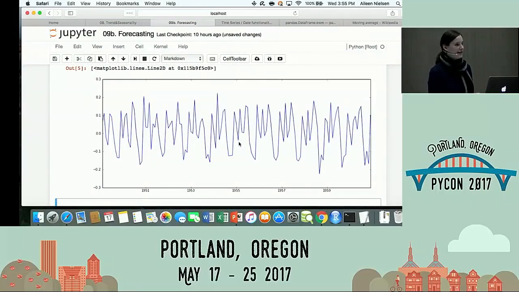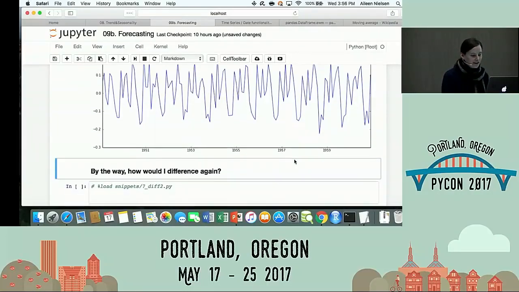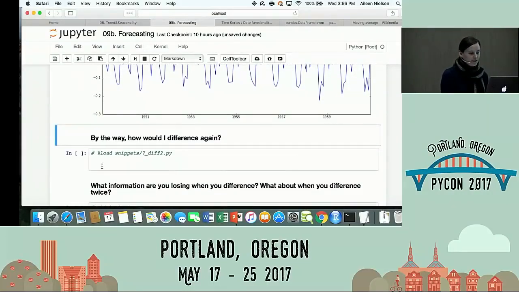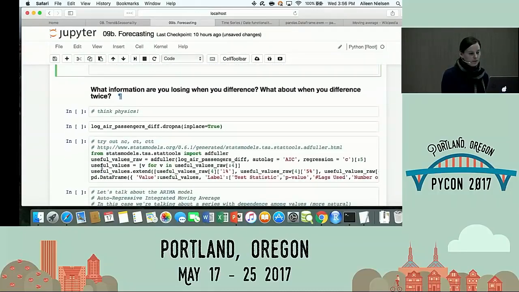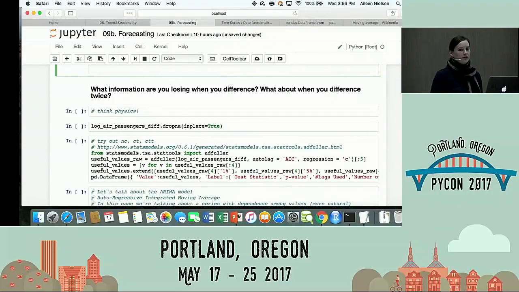Have I removed the seasonality? I'm not sure that I have, right? I mean, I think I still sort of see patterns. I'll worry about seasonality later. Let's ignore that bugaboo and just see if we can start predicting. So one question for you, though: when I differenced, what did I lose? What information?